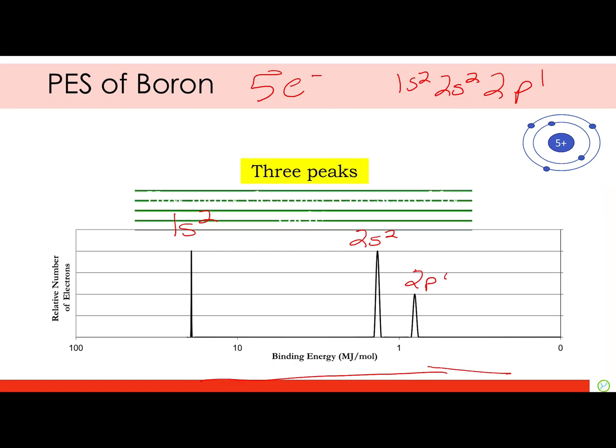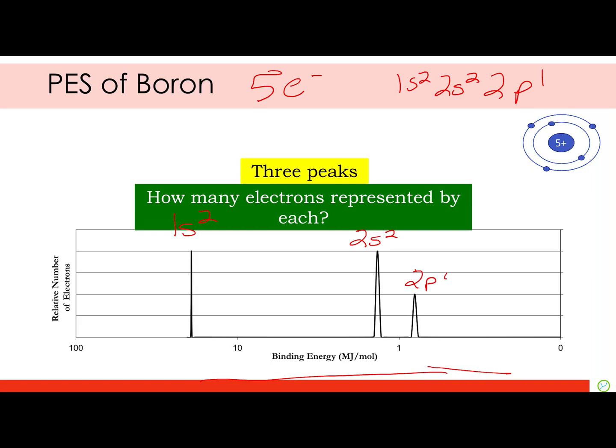There are 3 peaks, and then how many electrons are represented by each. Notice that this is 1 electron, whereas there are 2 electrons in this peak, and there are 2 electrons in this peak here. The peak corresponding to the 1s2 electrons and the peak corresponding to the 2s2 electrons are going to be twice as high as the peak for the 2p1 electron, because there are twice as many electrons.